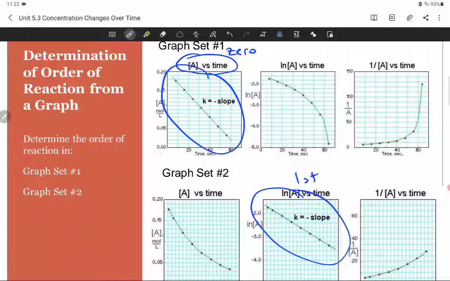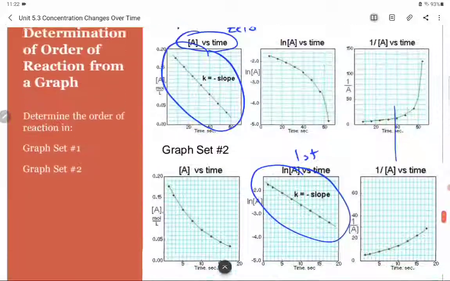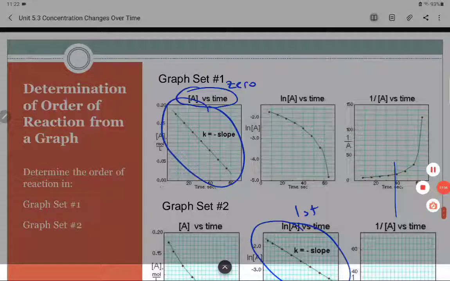By the way, if you didn't get a straight line with any of these, then either graphically something went wrong, experimentally something went wrong, or it just isn't zero, first, or second order. Are there other orders of reaction out there? There are. Are there ones we're going to talk about in this class? No. And I think that concludes. Yep, that is done with zero, first, and second order rate laws.